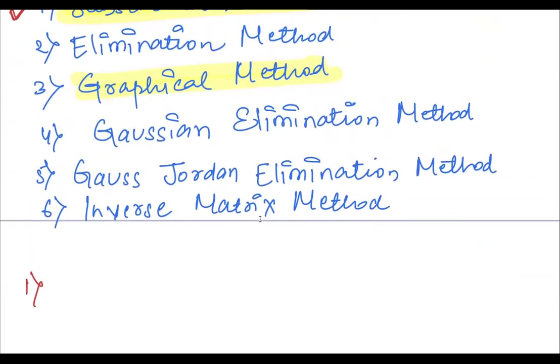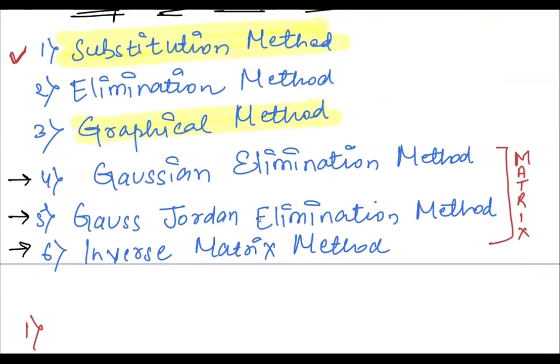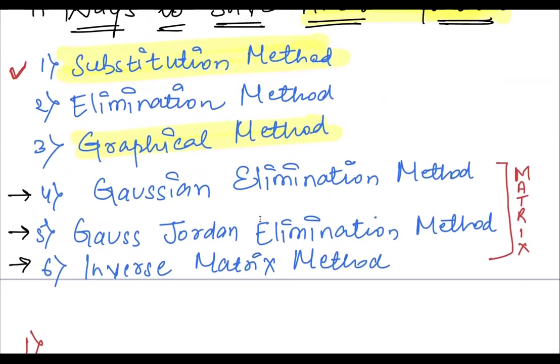Also, we'll learn something called matrix. These are called the matrix methods. So I'll just mark them in black. I see one question: you will get similar results in all six methods. You use any method, you should get similar results.